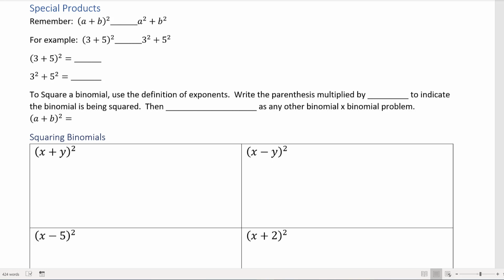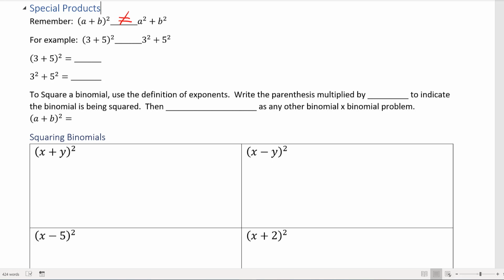So remember that when you take a binomial a plus b and you square that binomial, that does not mean a squared plus b squared. A lot of students want to take that 2 and distribute the 2 to the a and the b like we did for monomials, but because there's a plus sign here, that doesn't work. You are not allowed to distribute the exponent over an addition sign. Okay? Let me show you why that doesn't work.